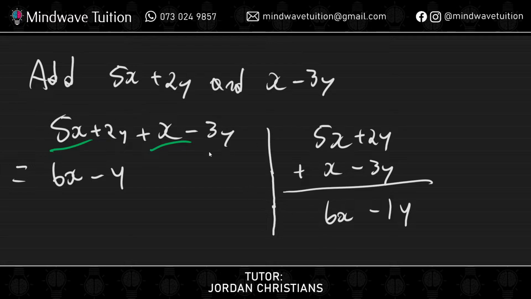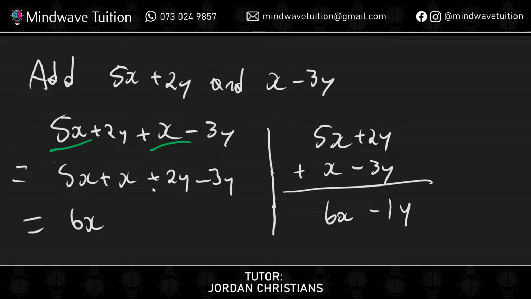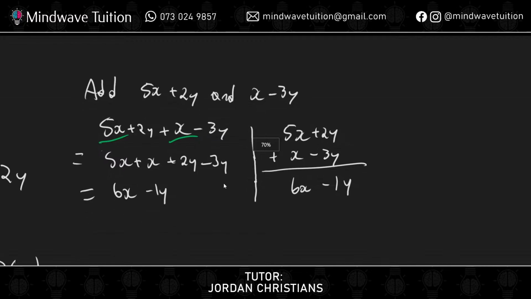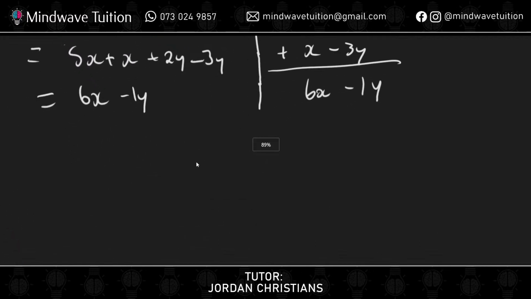So you can either do it in one line and look at them individually. You can also rearrange it if you like. So there's nothing wrong with taking this expression right here and rearranging it in the format of 5x plus x plus 2y minus 3y. So you can rearrange it such that the like terms are all next to each other. So then we still get the same answer of 6x, 2 minus 3 is minus 1y. So both methods are fine. You just need to make sure to correctly group the like terms.